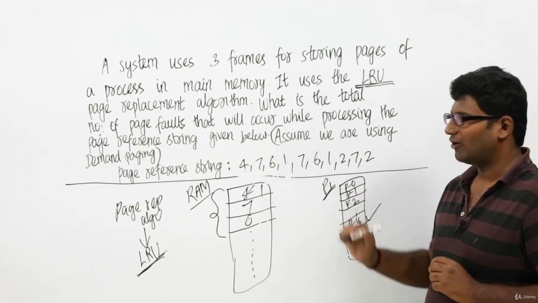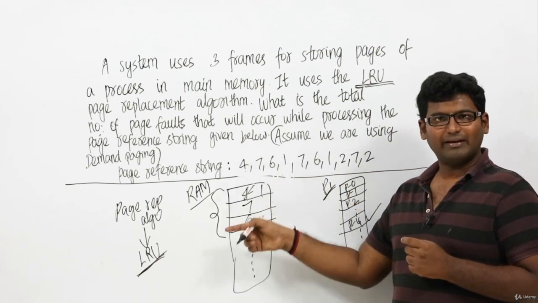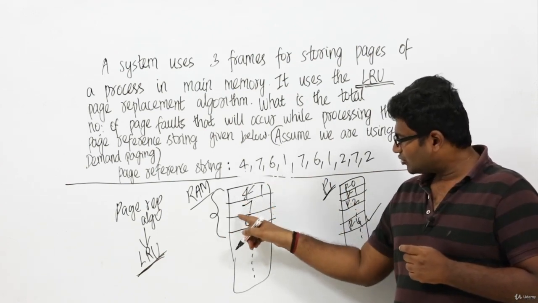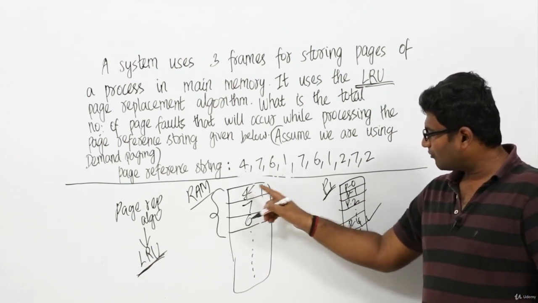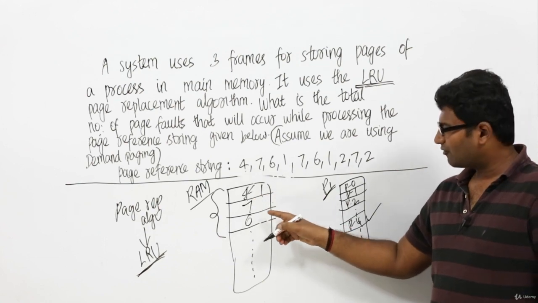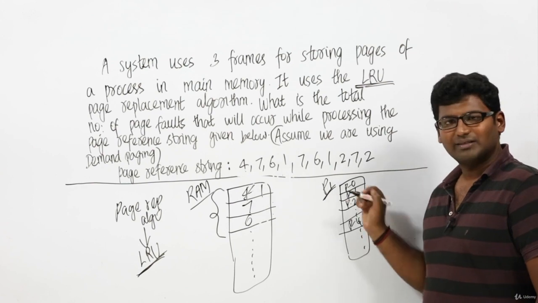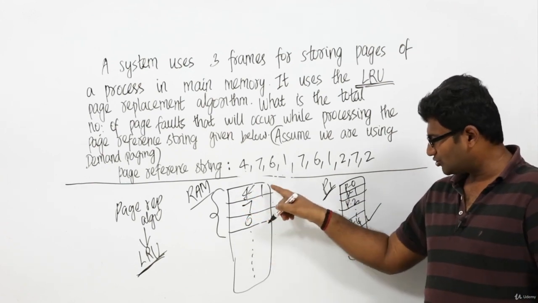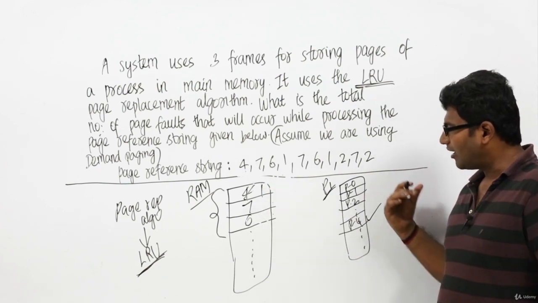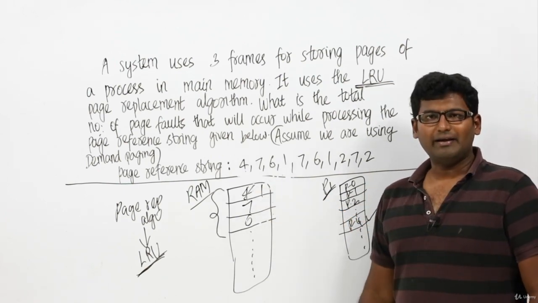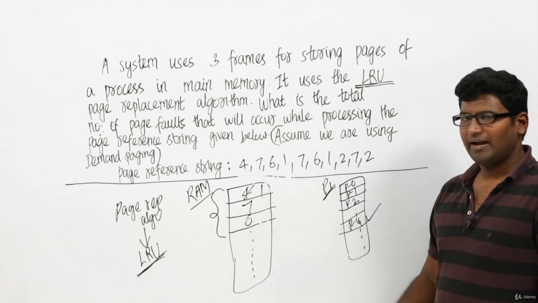This is definitely a page fault, right? Why? Because we are taking page number 1 from the hard disk and placing it in the RAM. Even these are also page faults. Why? Because we are using demand paging, and while referring page number 4 we placed it inside the RAM, while referring page number 7 we placed it inside the RAM from the hard disk, while referring page number 6 we placed it inside the RAM. All these 3 are page faults. Also this is a page fault because we placed page number 1 from the hard disk into the RAM, replacing page number 4. Fine. So as of now we have 4 page faults, right?